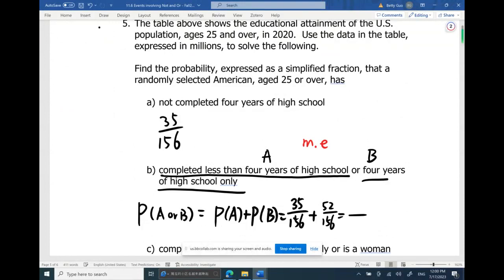Add them up. We have 87 as the numerator, 156 as denominator. Let's see if we can simplify 87 divided by 156. Now you will appreciate the benefit of the calculator. 87 is divided by 3. 156 also divides by 3.